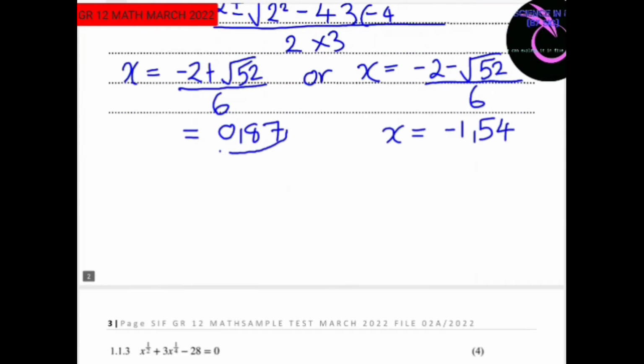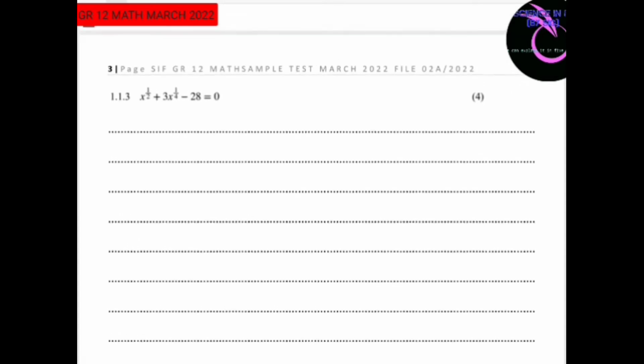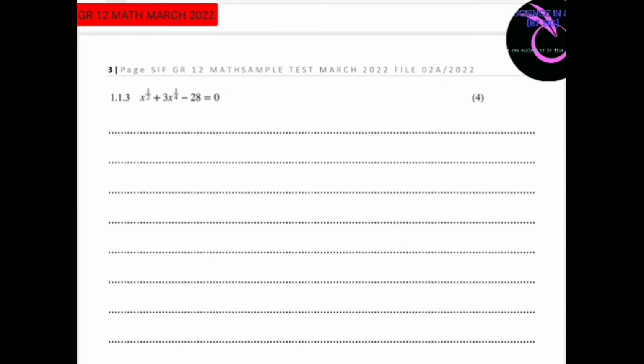Okay, so let's jump straight to 1.1.3, equations with exponents. Now 1.1.3, when you initially look at this equation, it can look very tricky, but it's not. You can see that there is x to the power of half, and then there is x again to the power of a quarter. Initially when you look at this, there is no relationship. Is there a pattern there?